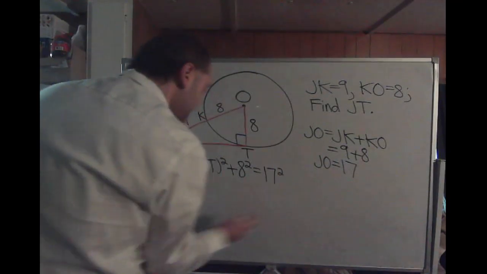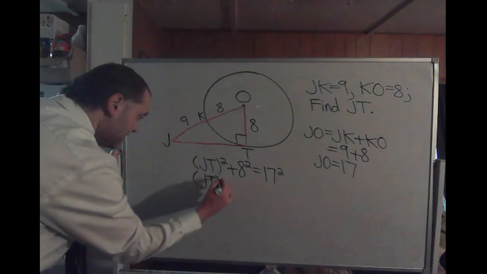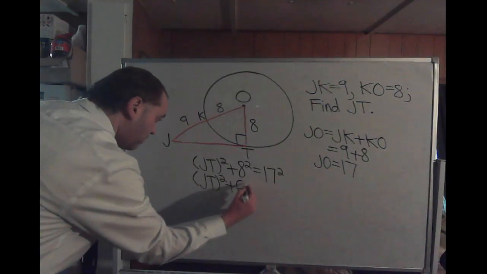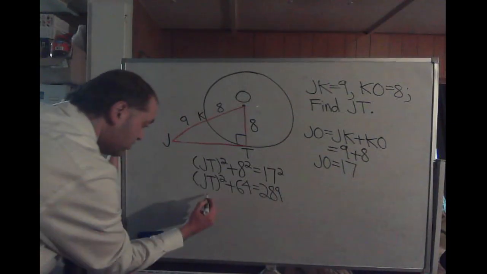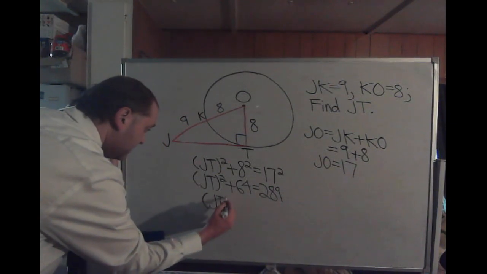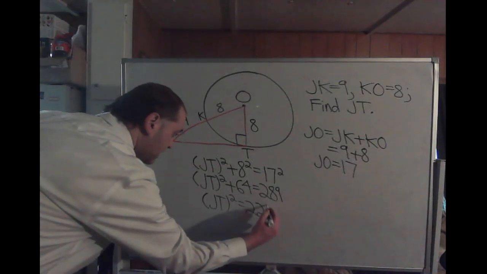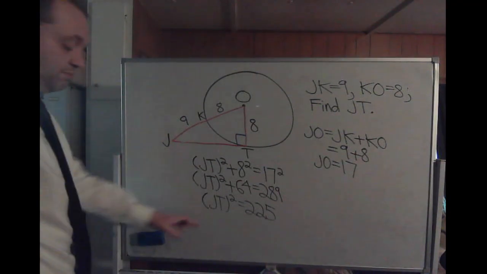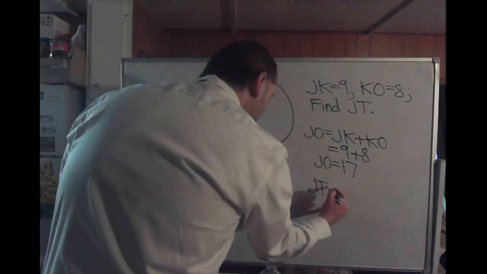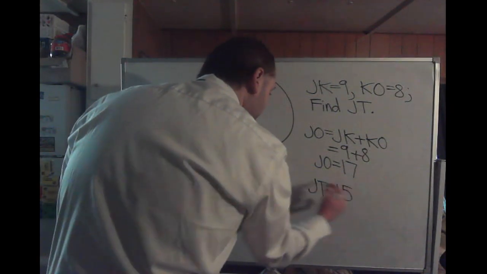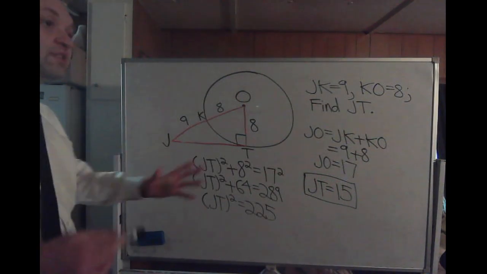That would be 17 to the second power, which means you would get JT to the second power plus 64 is equal to 289, which would have to mean that JT to the second power would equal 225. Then you take the positive square root, and you get a length for JT, the tangent line, of 15. So the length of JT, the tangent line, is 15.